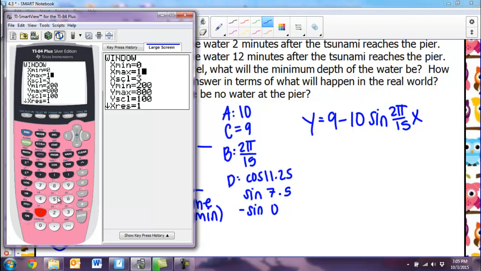If you wanted to make a couple cycles, you could do 15 times 2 or 15 times 3. I'll just do 2. I can make my x scale 10. My y minimum, remember, it went down to -1 and it went up to 19. And I'll just make it count by 2s. Okay, and then I'm going to look at my graph.